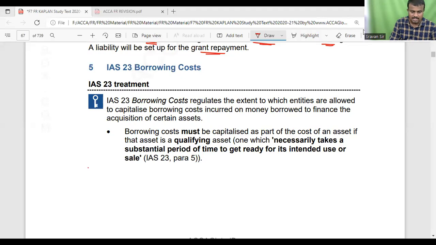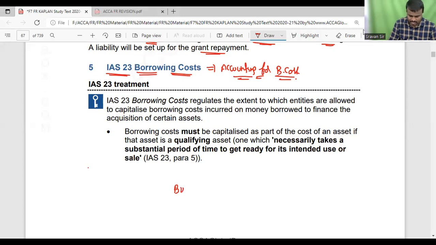Next, coming to IAS 23 borrowing cost. In this standard, we are going to discuss accounting for borrowing cost. First, which items are included in the borrowing cost? What is meant by borrowing cost? In general terms, borrowing cost is the interest or cost incurred because of taking the borrowing.